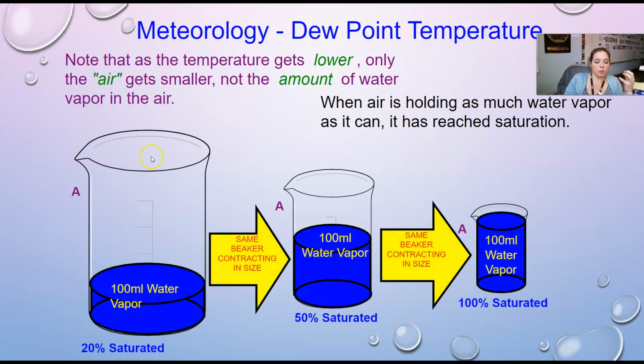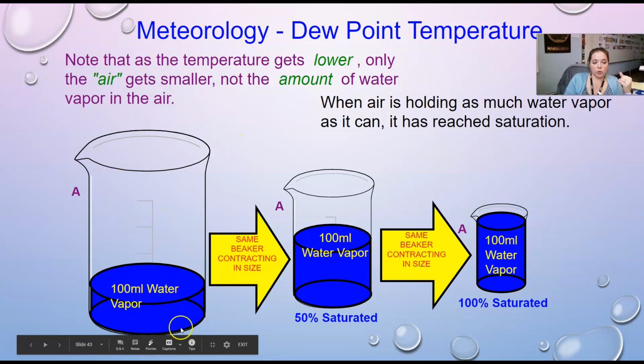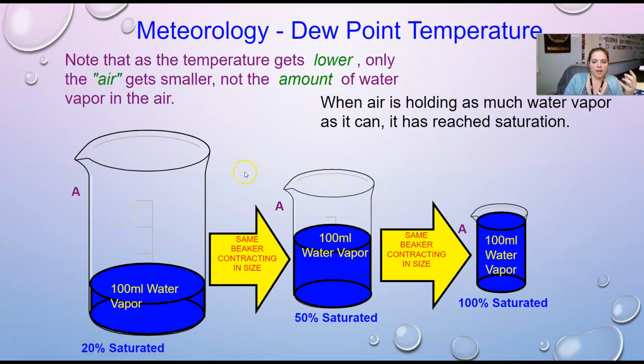So this is what I'm talking about. Remember, we saw this cup. This cup would be like the air, and it's holding only 100 milliliters of water. This is really, really hot air, so it can hold a lot. But then it starts getting cooler, and as it gets cooler, that water stays the same, but you notice that the cup starts to get filled up more because the amount of water doesn't go away. It's just getting smaller because the air is getting colder.